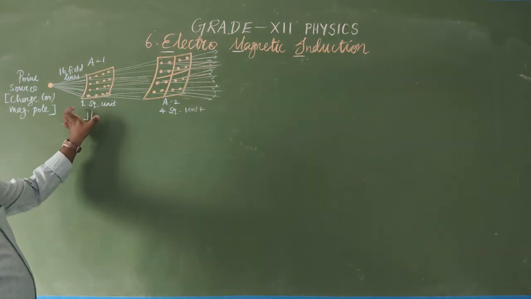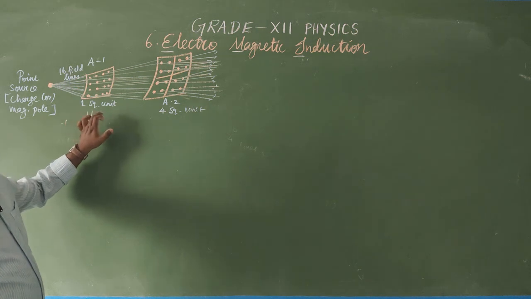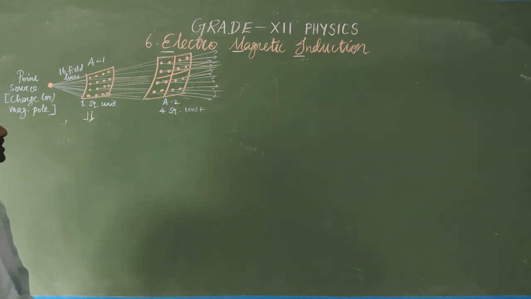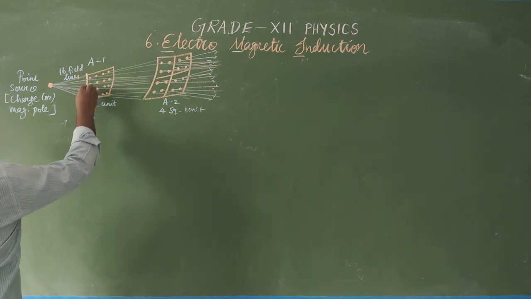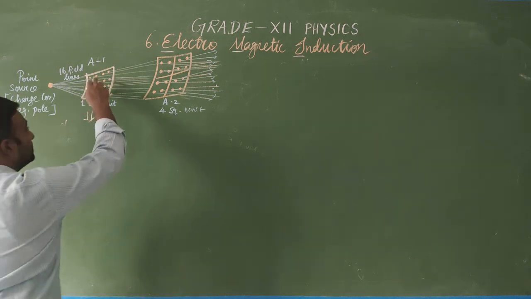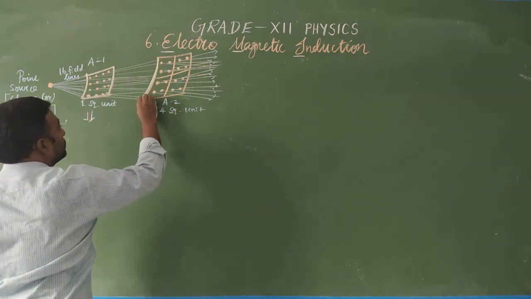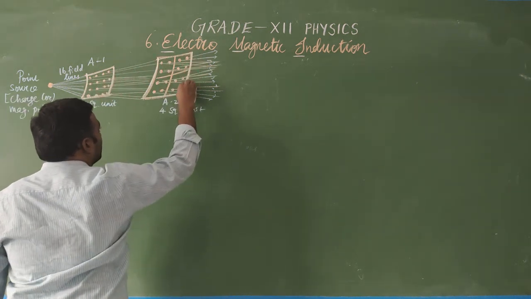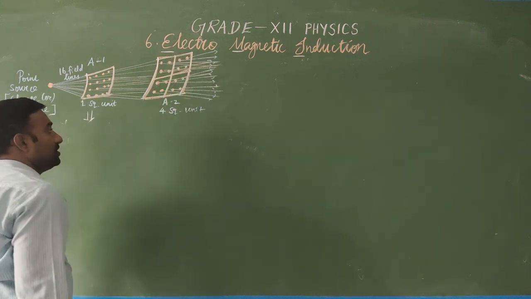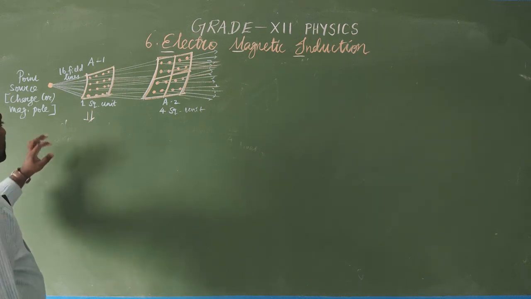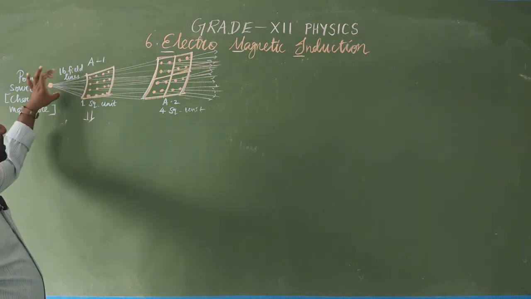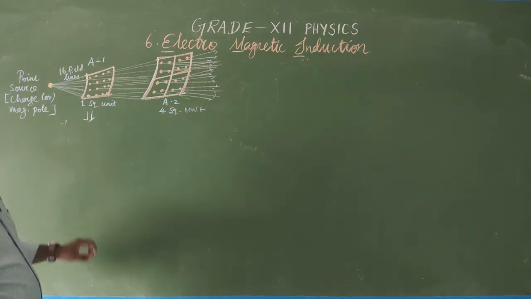On the path of these field lines, we have two areas. The first area has one square unit. Similarly, the second area has four square units. Look at that. The first area has a single square unit, only one square unit. This is area 1. Whereas area 2 has 1, 2, 3, 4, so 4 square units. From the first square unit in area 1, how many field lines are entering? 16 field lines are entering.